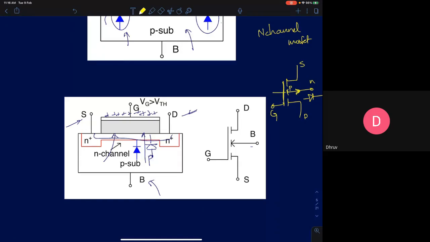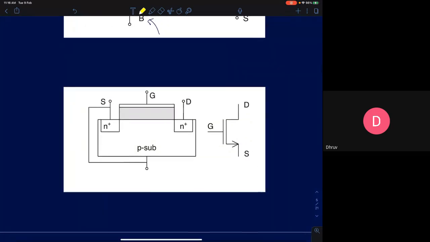The other symbol we use for an N-channel MOSFET is a 3-terminal symbol where we simply show the arrow towards the source. That's to indicate the direction of flow of current. Okay, this is a 3-terminal MOSFET. In a 3-terminal MOSFET, generally the bulk and source terminals are shorted. Then we just represent it by a 3-terminal model.